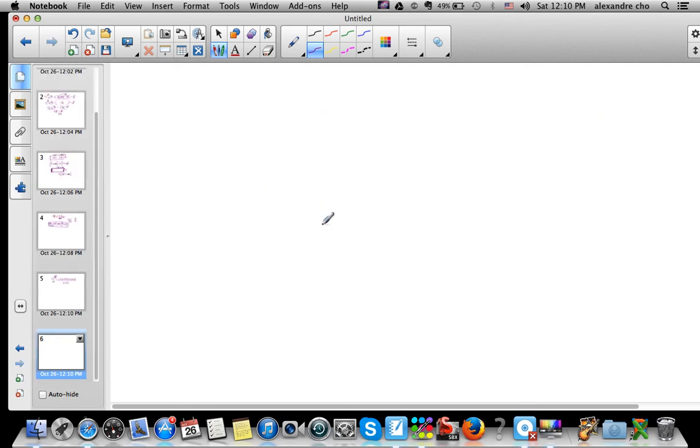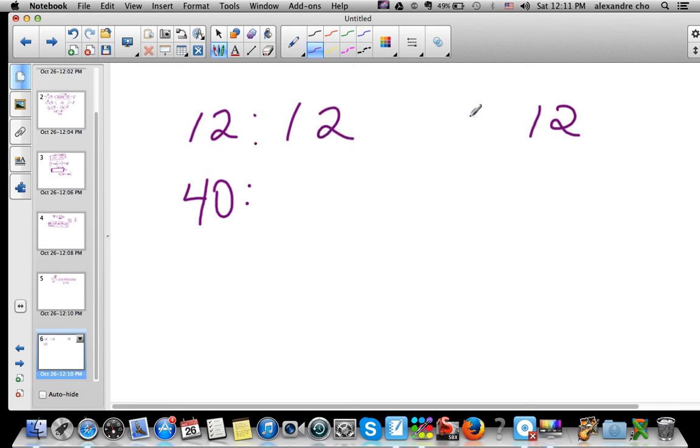Next one is what are the common factors of 12 and 40? Okay. 12 and 40, common factors. All the numbers that multiplied give you 12. So list them in pairs. It's usually easier. 1 and 12, 2 and 6, 3 and 4. 5 doesn't go. 6 goes, but we already wrote it. So once your factors start repeating, you know you're done listing them.